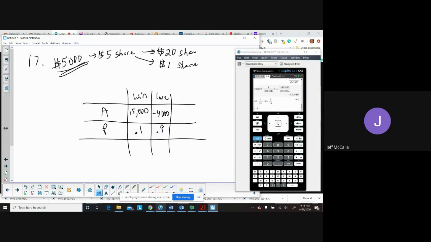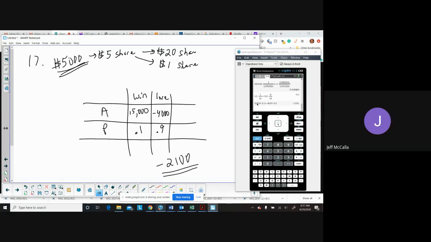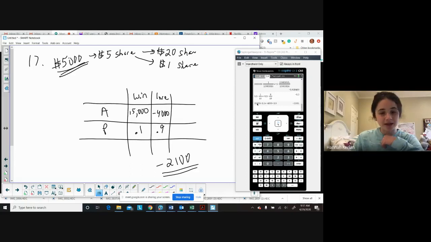So then you do 15,000 times 0.1 plus negative 4,000 times 0.9. Your expected value is negative $2,100. So on average, if you do this, you're losing $2,100. I was confused when their answer said $2.10 a share, and I was wondering how you get to that mathematically. Where does it say $2.10 a share? In the back of the textbook.